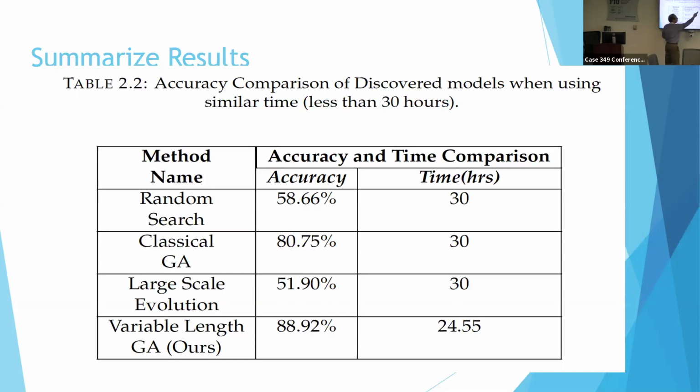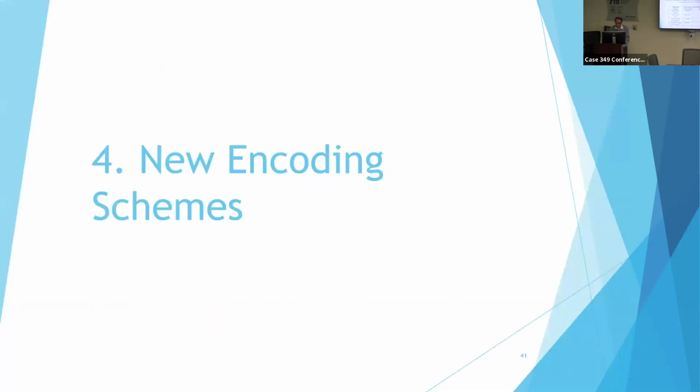Now, why do we say 30 hours? Because basically, after 30 hours, cut off. What's your best result? Here, we run in 24 hours and it's already better than that, right? So this is another issue. Encoding scheme is also important.